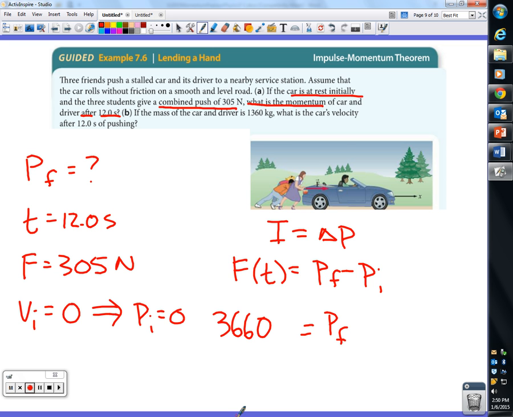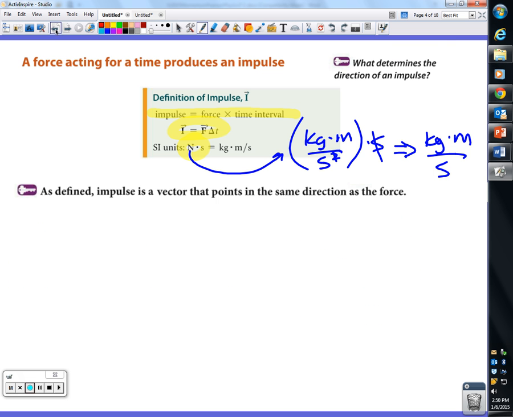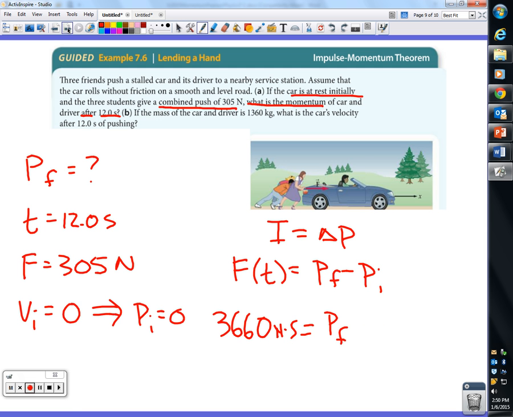I think you end up with 3660, okay? Units, you multiplied force and time, so you get newtons times seconds. But we talked about earlier, right, that if you have newtons times seconds, it simplifies to the unit for momentum. So you can either keep it that way, or you can write it as kilograms times meters over seconds. I don't know how well that's going to catch on, but you know.